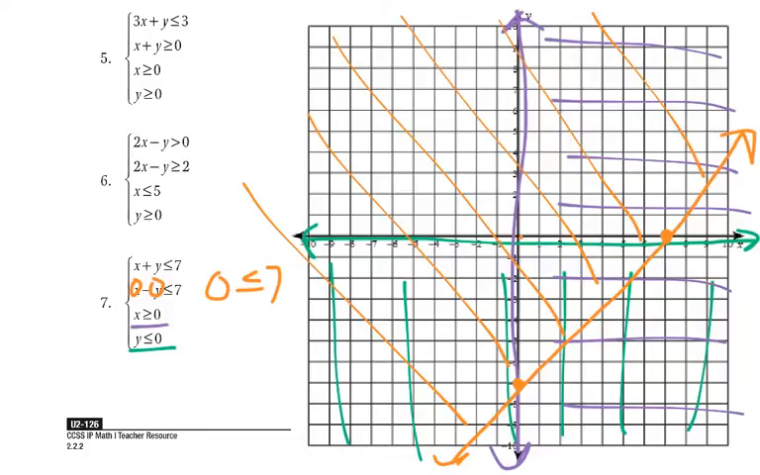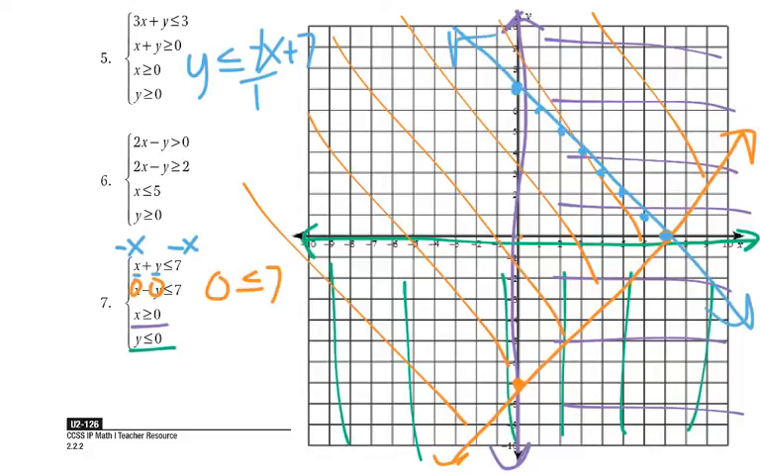Now let's see the last one. X plus y is less than or equal to 7. Let's turn this into slope-intercept. We get y is less than or equal to negative x plus 7. So we start up here at 7. Slope of negative 1 over 1, so down 1 to the right 1. And it's solid, so we draw our solid line.